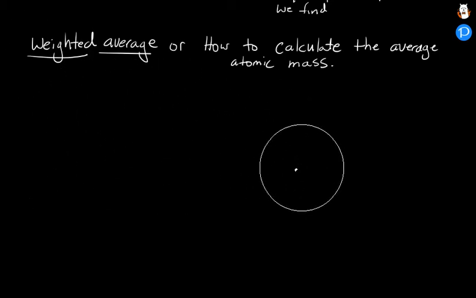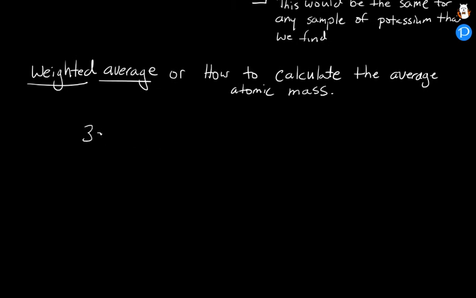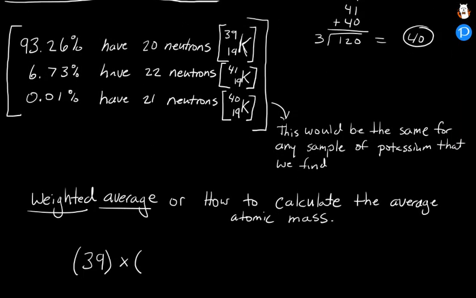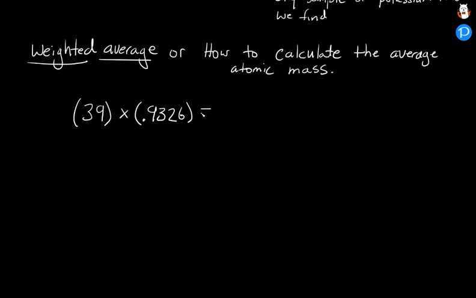So I've got, let's take a look here. So I've got 93.26% of K39. Okay, so I'm going to write the mass, which is 39, multiplied by the percent that I find that one. So the percentage of time that I find that is 93.26. So I'm going to put that in as 0.9326. Because when we're multiplying by percentages, we're going to move that decimal 2 places to the left there. And then we're going to do that for each one.